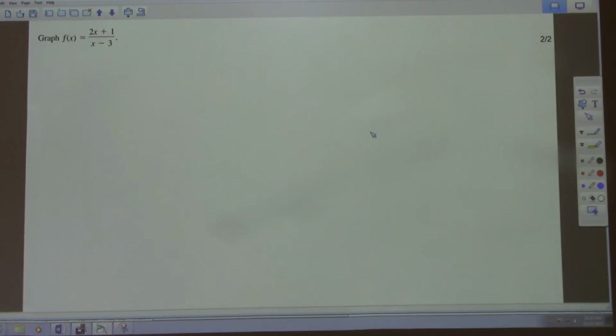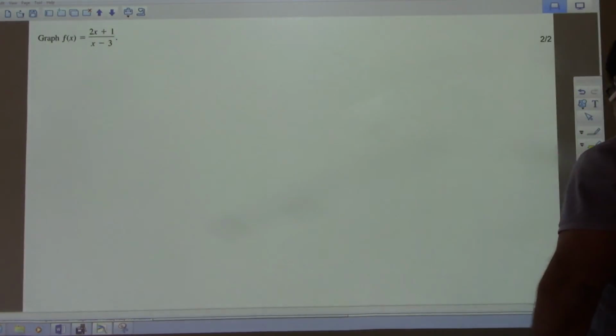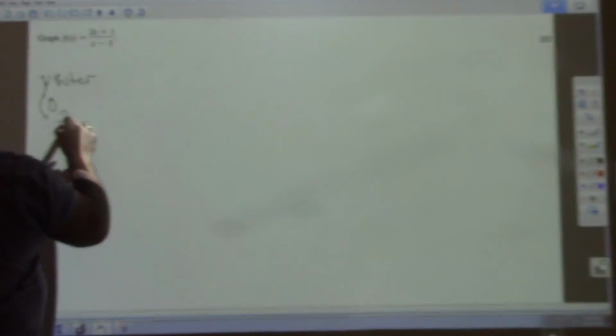Alright. So, what's the first thing we do? X and Y intercepts. This time, don't do them backwards. For the Y intercept, 0 for X. I hope I do it right this time.